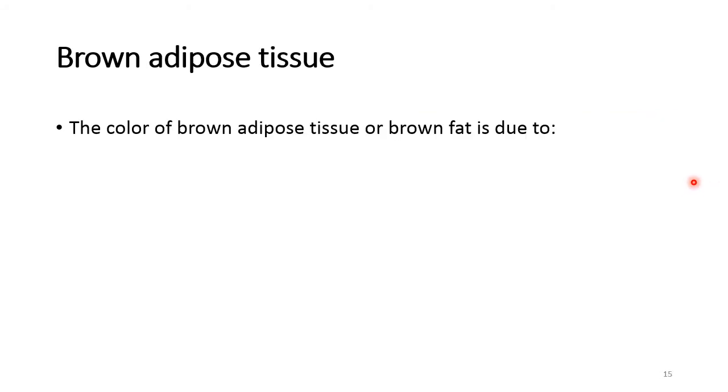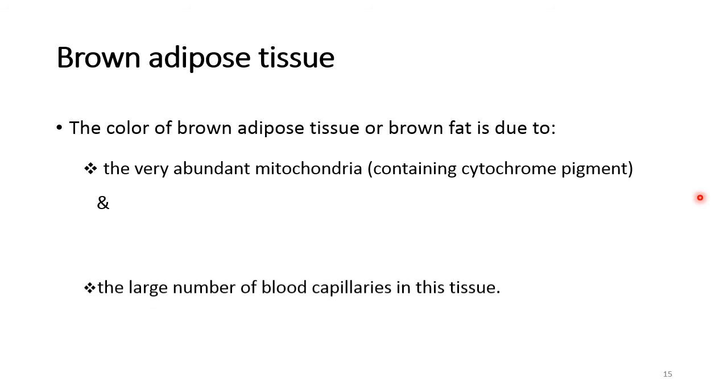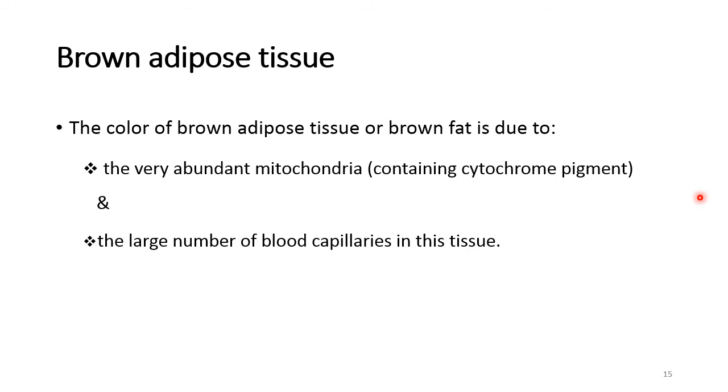The brown adipose tissue has a brown color. And this color is due to what? Due to the very abundant mitochondria, which contain cytochrome pigment, and the large number of blood capillaries in this brown adipose tissue. The abundant mitochondria and large number of blood capillaries in this tissue give it the brown color.